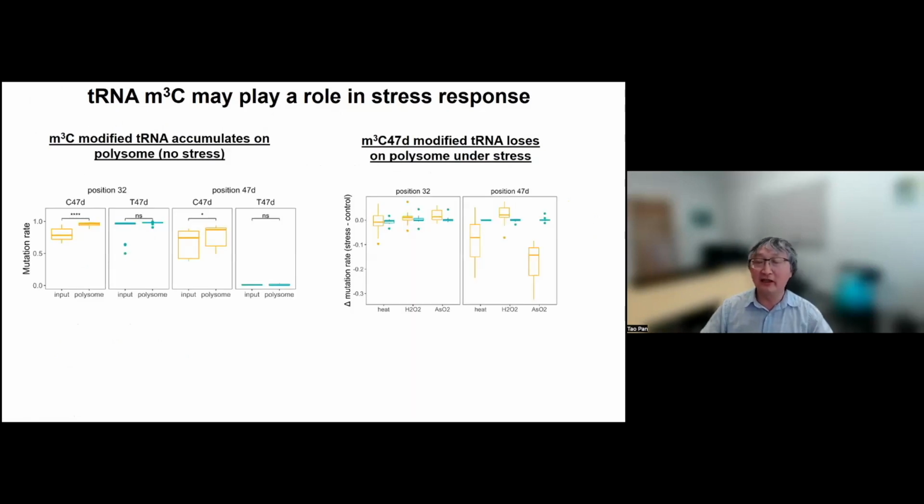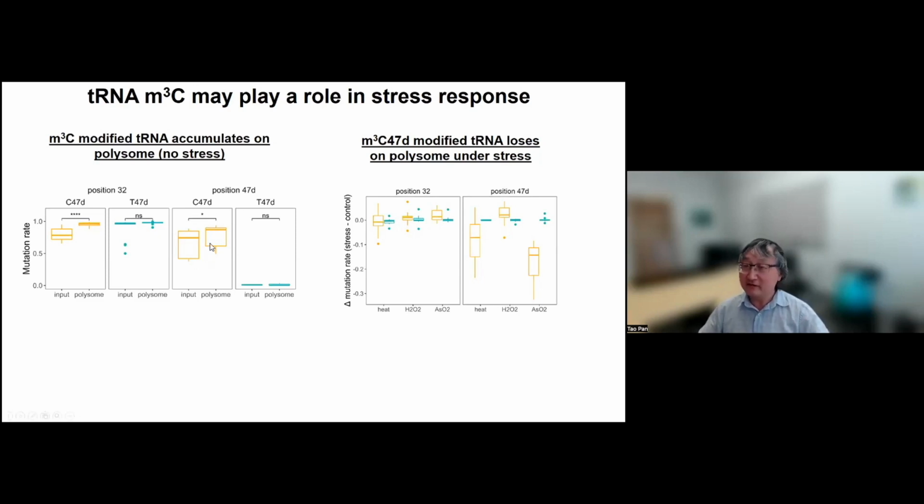Okay, then here comes the interesting thing about the polysome. What happened to these modifications on the polysome? This is just an unstressed condition. You take your regular polysome, sequence it by tRNA-seq, and we're looking at the M3C32 modification for the tRNAs with a C47D or U47D. Compared to the input, I would say the polysome collects tRNAs with M3C32 modified. So this immediately suggests that this M3C32 has got to be important for translation, because the polysome loves it.